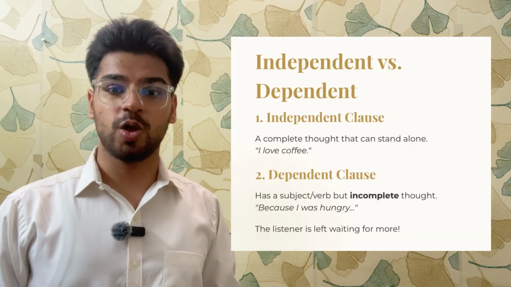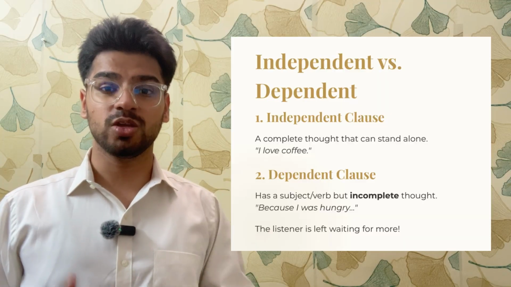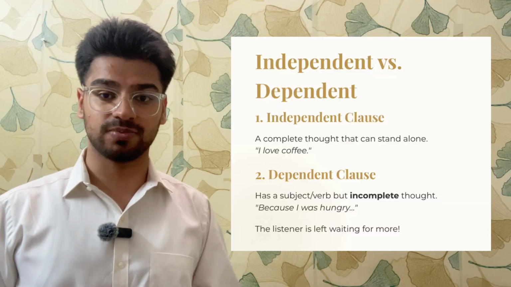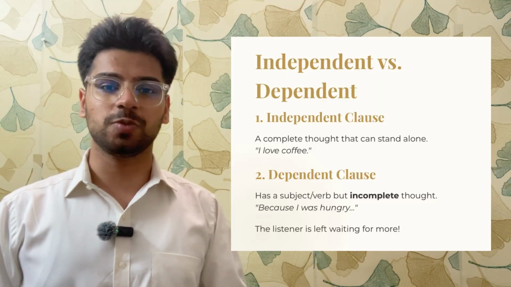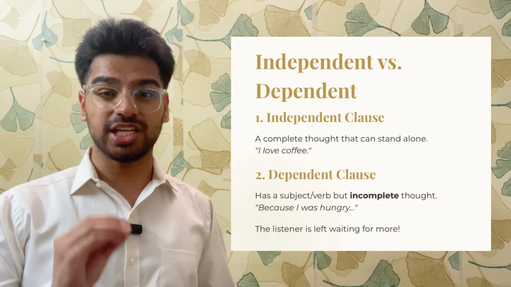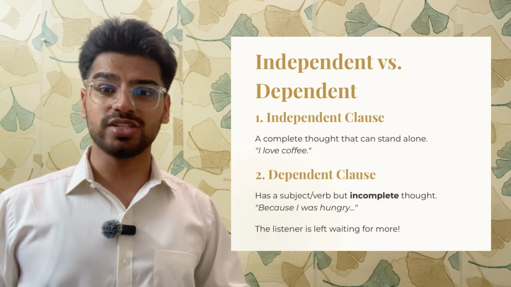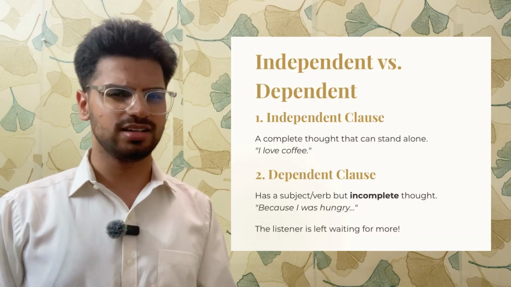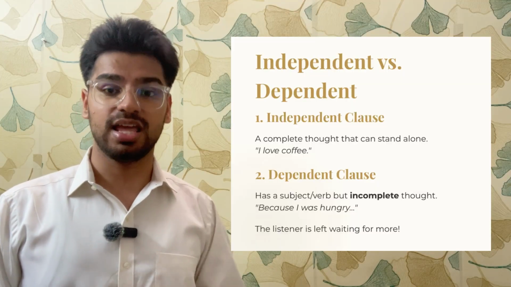More examples. When the bell rang. If it rains. Although she studied. All contain subject and verb, but none are complete thoughts. That's why they all are dependent clauses. Let's understand it with a funny example. Imagine your friend texts, because I was hungry, and then disappears. You'll spend the next 3 hours wondering, hungry for what? Pizza? Burger? Revenge? The thought is incomplete. Therefore, it's a dependent clause.